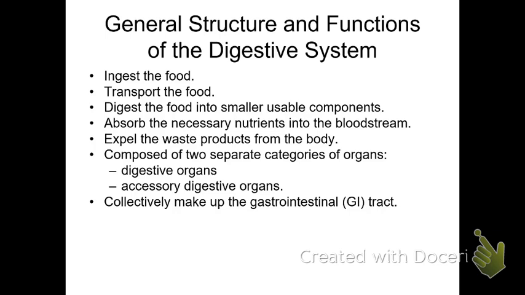One are the actual digestive organs. These are the organs through which food actually passes. And then there's a series of accessory digestive organs. These are the organs that are assisting, contributing to the digestive process. Collectively, all of these organs make up the digestive system, also referred to as the gastrointestinal or the GI tract. You may also hear this referred to as the alimentary canal.